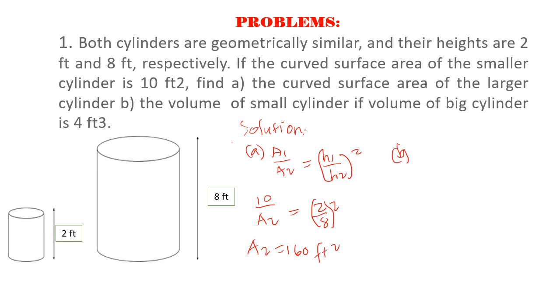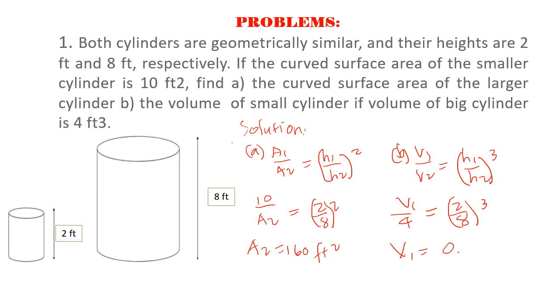For letter B, V1 over V2 equals the quantity H1 over H2 cubed. V1 over 4 equals the quantity 2 over 8 cubed. V1 equals 0.0625 feet cubed.